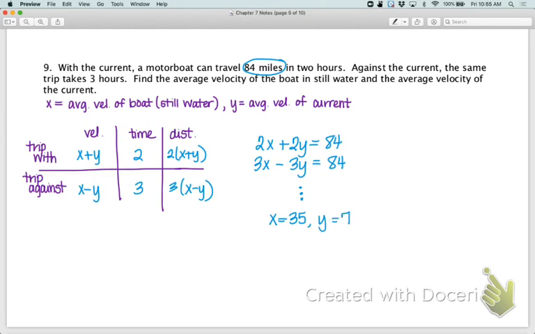So don't forget now that we need to interpret that in the context of our problem. And that is to say that the boat in still water, if we're being very specific, has an average velocity of 35 miles per hour. And then the current has an average velocity of 7 miles per hour. So once again, when you're traveling with the current, you're really going 42 miles per hour because the current is increasing your velocity, versus the way back, which is only going to be 28 miles per hour. So that is how you can use systems of equations to solve uniform motion problems.